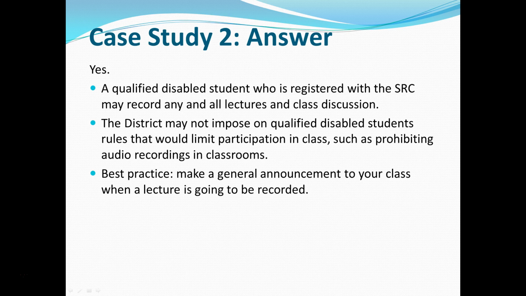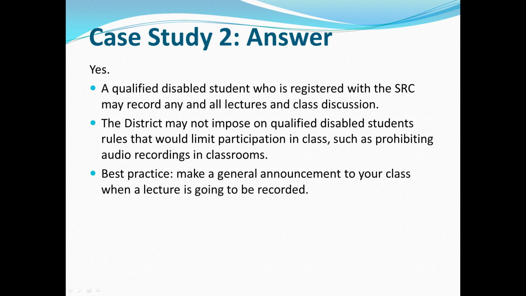Yes. Again, take this as a moment where the student with a disability is advocating for accommodations to you. A qualified disabled student who is registered with the SRC may record any and all lectures and class discussion. The district may not impose on qualified disabled students rules that would limit participation in class, such as prohibiting audio recordings in classrooms. Best practice: make a general announcement to your class when a lecture is going to be recorded.